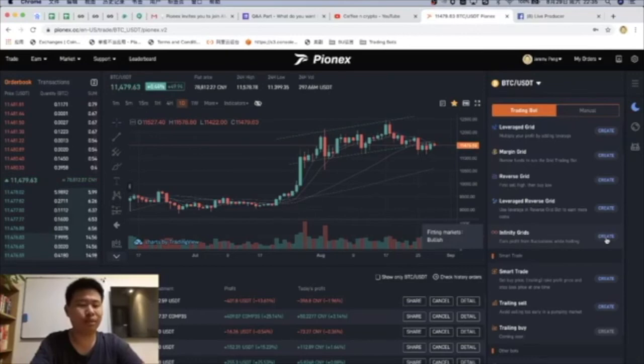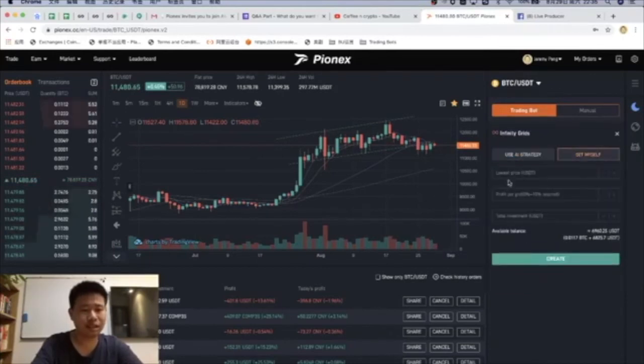And the infinity grid bot. A lot of people love to use this bot because now there is a bull run, and the bullish market has been going for a long time. Many people love the infinity grid because there is no upper limit for the grid for the bot. You can only set the lowest price and profit per grid, and the investment is very easy to set to create it. Some people may be confused about the algorithm of the infinity grid bot, how it works. So I will explain it now. Actually, it is something just like the grid trading bot.